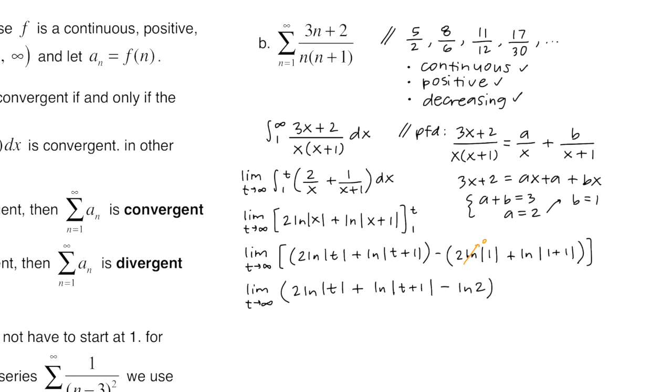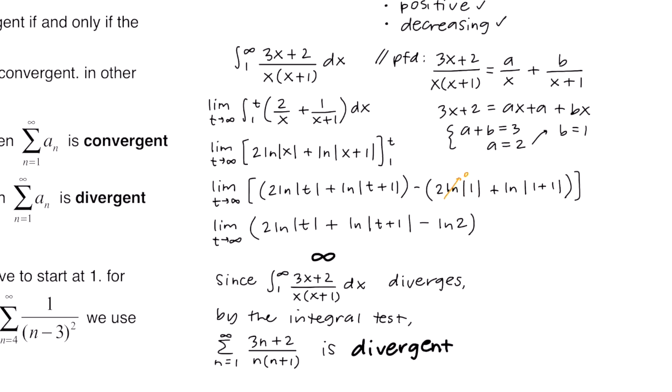And finally, we're looking at the limit as t goes to infinity. So as t gets larger and larger, both of these terms are going to grow without bound. So this entire thing is going to go to infinity. And I wrote it out. Since the integral from 1 to infinity of our function diverges, by the integral test, the series is divergent.